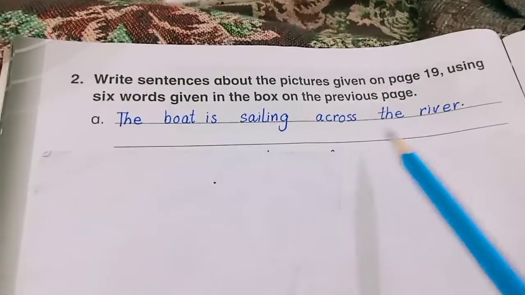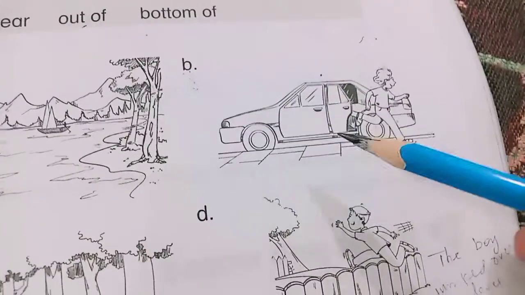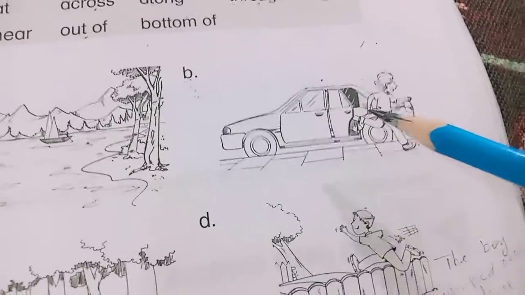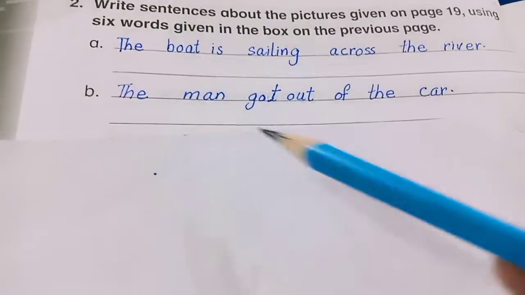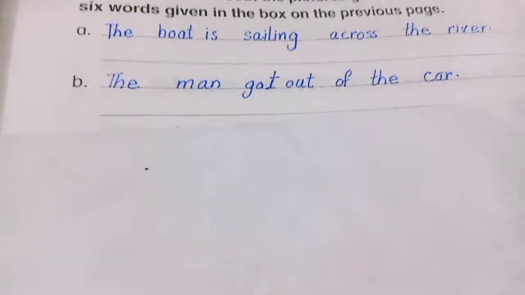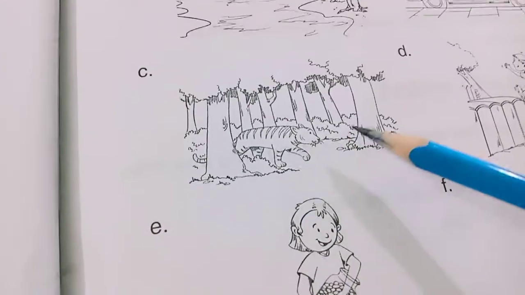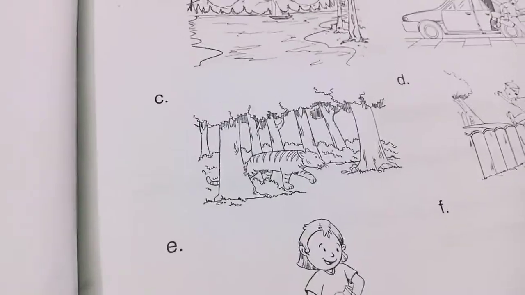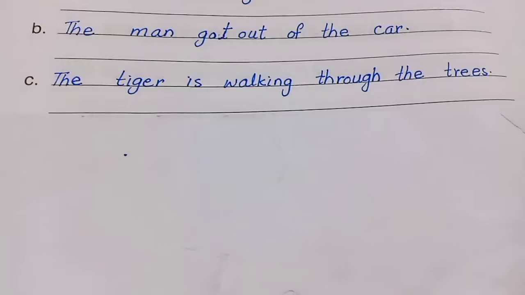The boat is sailing across the river. Now look at part B and look at this picture, a boy is coming out of the car. So you can make the sentence of this picture: the man got out of the car. Now look at part C, a tiger is just passing through the trees. So you can make a sentence: the tiger is walking through the trees.